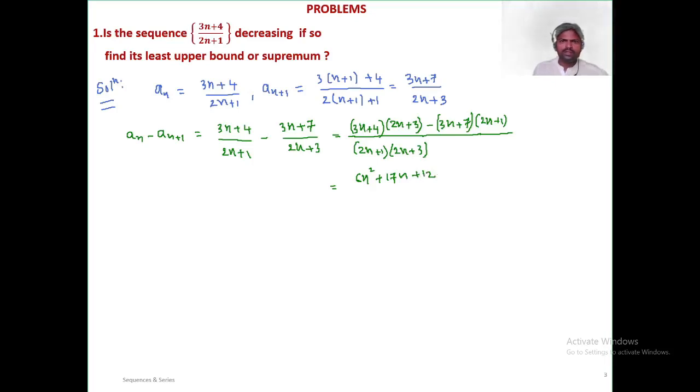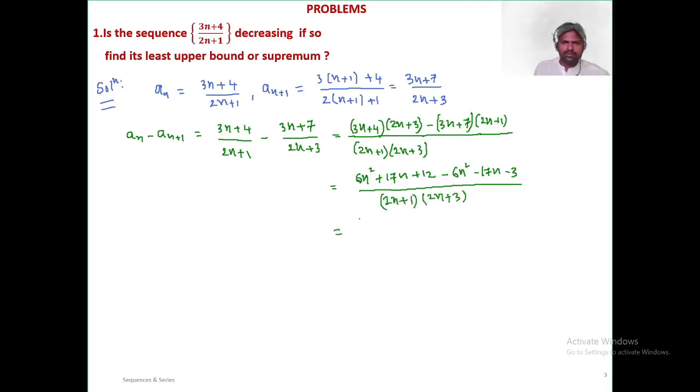Okay, look once again. 3n into 2n is 6n square. After that, 4 into 2 is 8n, and plus 9n is 17n, and 4 times 3 is 12, minus the same thing. What is the denominator? 2n plus 1 into 2n plus 3.